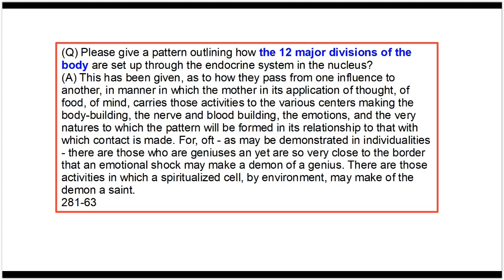Please give a pattern outlining how the 12 major divisions of the body are set up through the endocrine system in the nucleus. This has been given, as to how they pass from one influence to another, in manner in which the mother in its application of thought, of food, of mind, carries those activities to the various centers making the body building, the nerve and blood building, the emotions, and the very natures to which the pattern will be formed in its relationship to that with which contact is made.